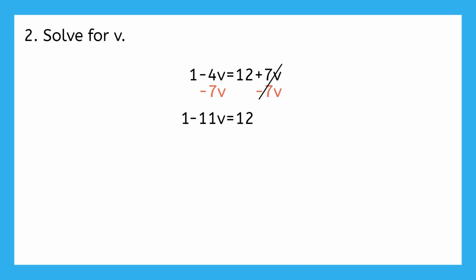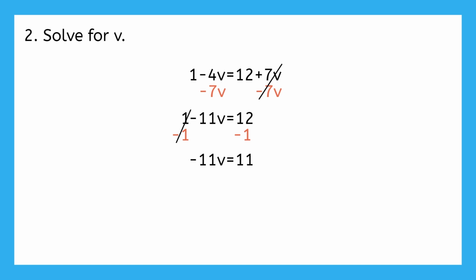Here I have a v that is being multiplied by a negative 11 because of the subtraction, and we have a 1. Since we solve in reverse, I'll save the multiplication for last. A positive 1 is canceled by a minus 1, so to get rid of the positive 1, I'm going to subtract 1 from both sides. On the left, 1 minus 1 cancels, and that minus sign is going to stick around as a negative 11v. On the right, 12 minus 1 makes 11.